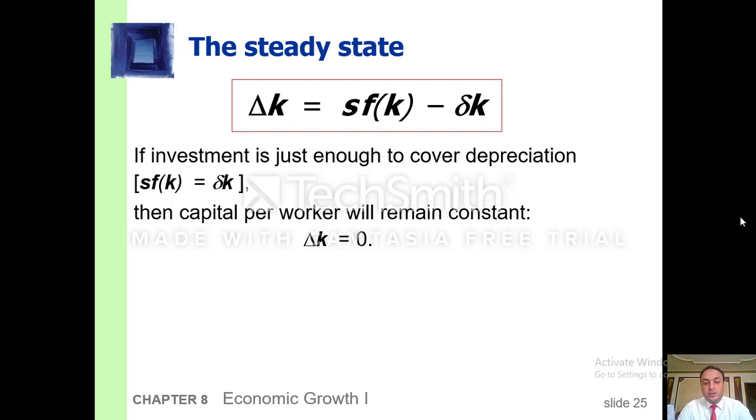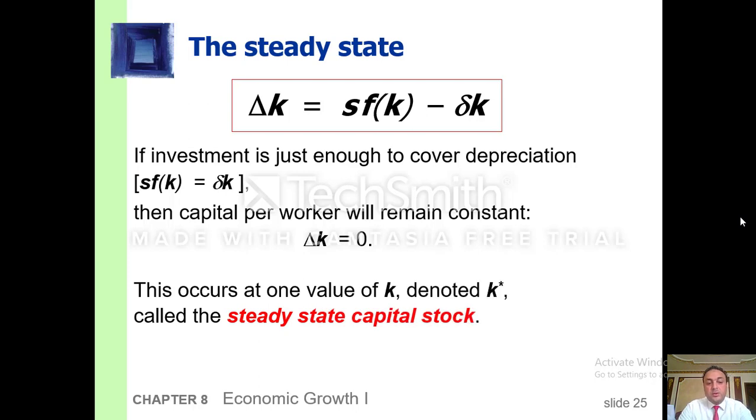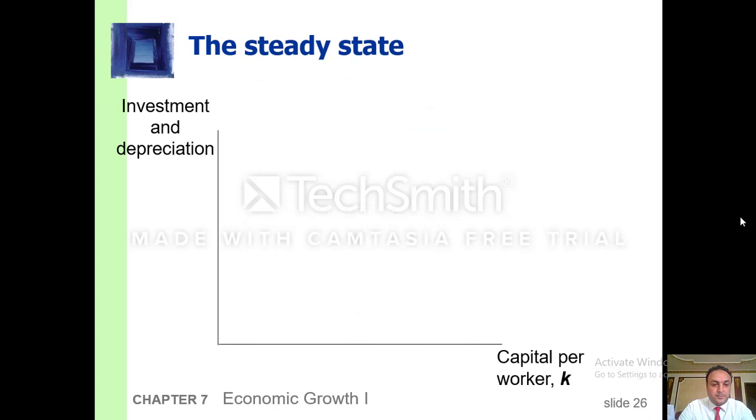That is, there is no change. Not the capital will be zero, but the change in the capital. There is no increase and so on. It will remain constant. This occurs at one value of capital per worker, denoted K star, which is called the steady state of capital stock. Steady state capital stock denoted by K star.